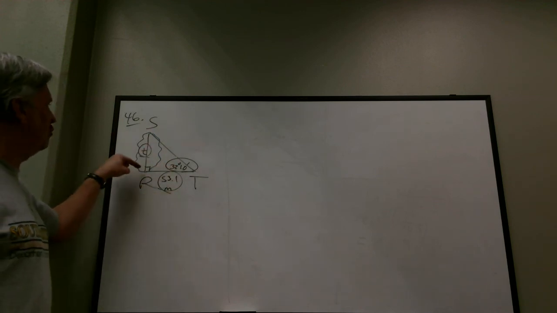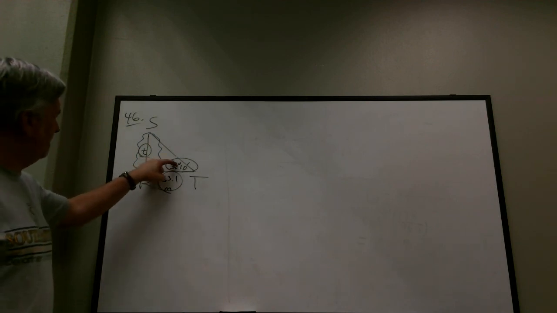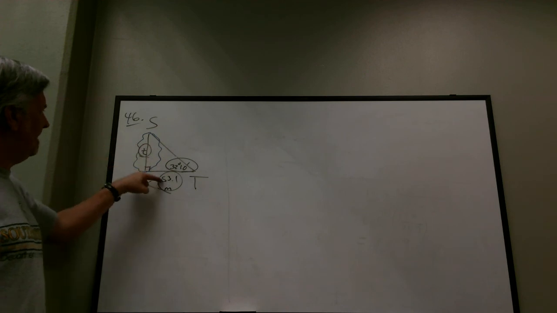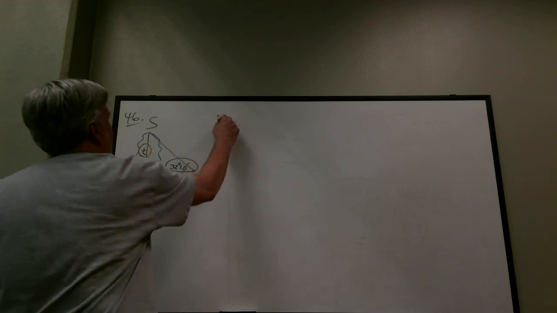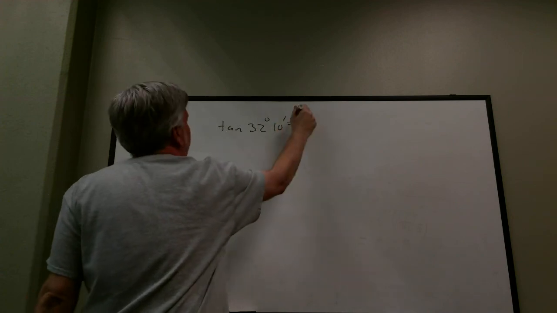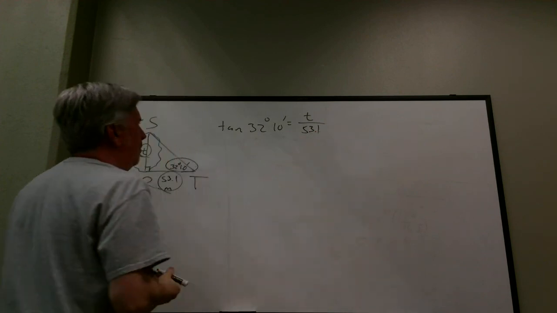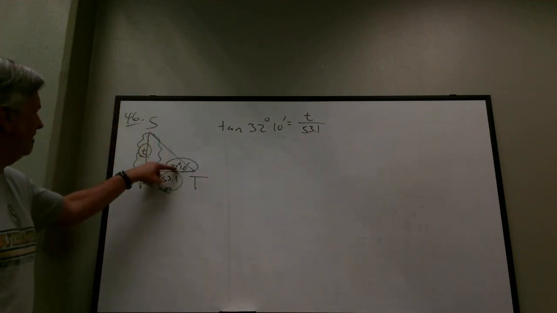I know two of the three things. Do not choose the right angle when you do these problems. Now, what trig function relates this angle to these two sides? It's opposite and adjacent, so that's tangent. So tangent of 32 degrees, 10 minutes is the opposite side, T, over the adjacent side, 53.1. Right, tangent's opposite over adjacent.